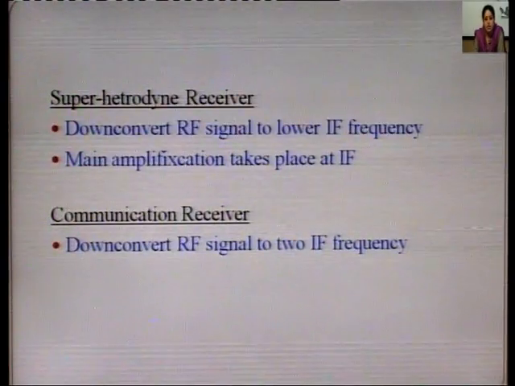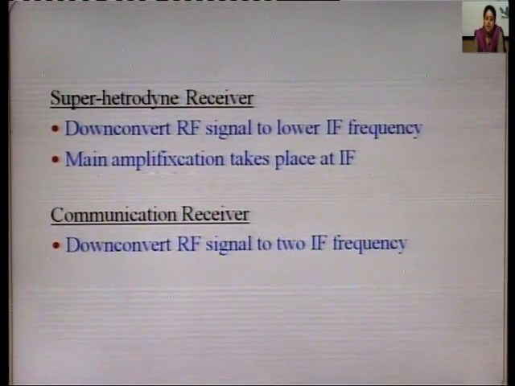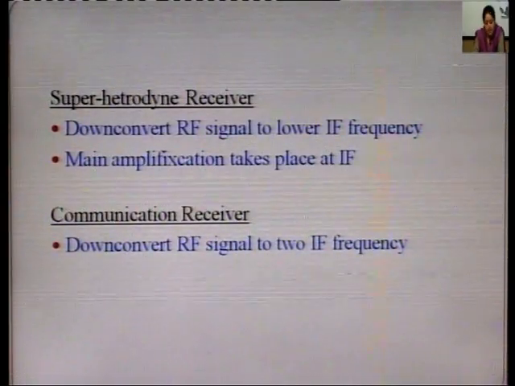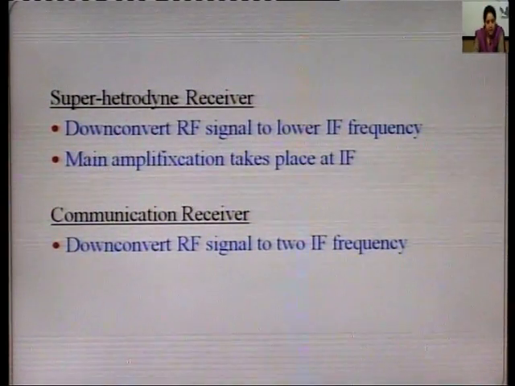In the communication receiver, you down convert the RF signal into two intermediate frequencies. One is the higher intermediate frequency and the next is the lower intermediate frequency.